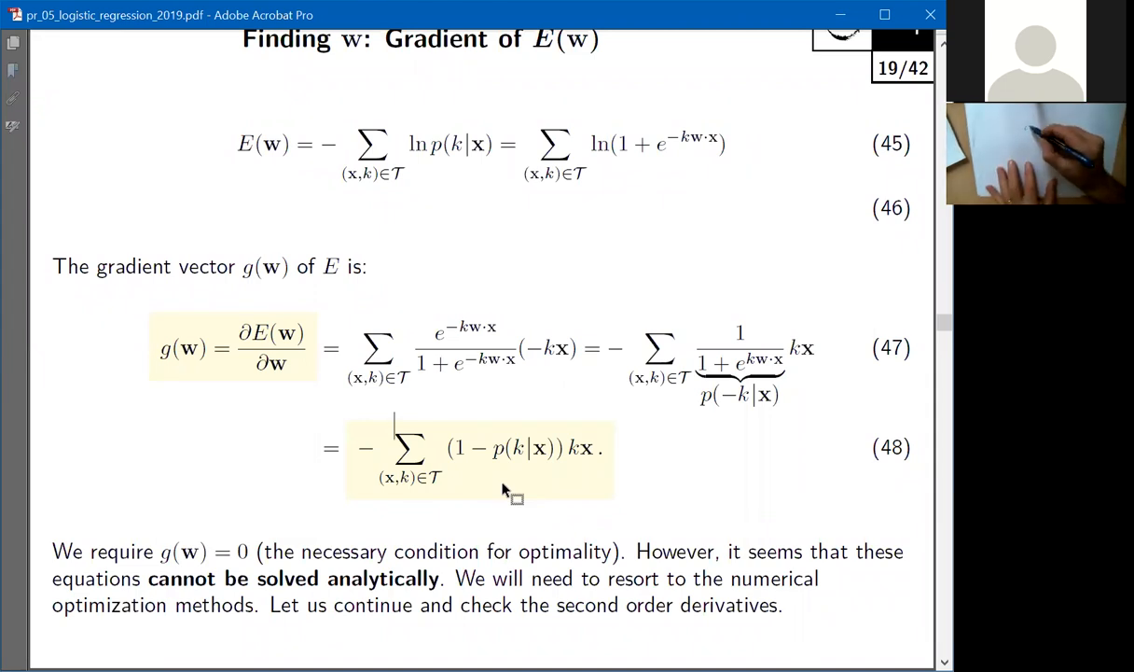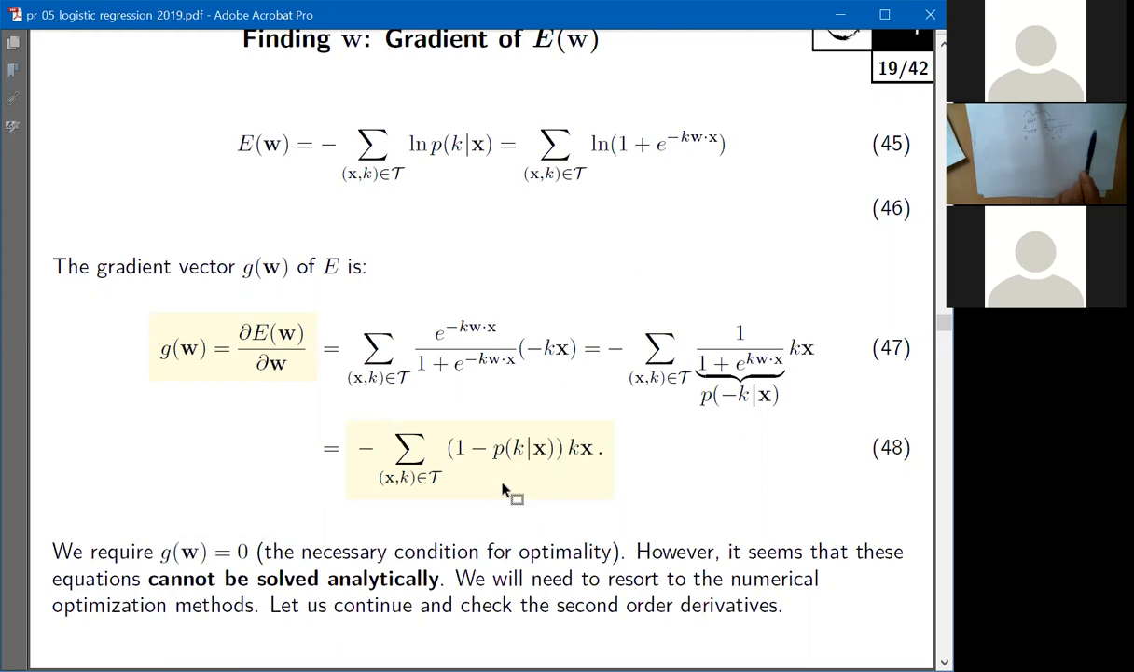If you multiply by e to the k w dot x, both the numerator and denominator, then the 1 becomes e to the k w x, and e to minus that becomes 1. Yeah, got it. Good. Fine.